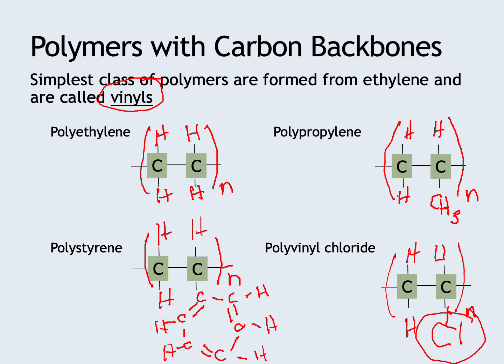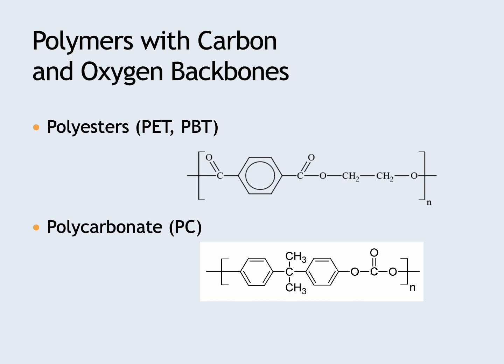So these polymers that have just carbon in the backbone are very strong. It's difficult to break those bonds. They don't biodegrade. If we want to recycle, we can grind them up, but they will never sort of self-pulverize. It would never dissolve into the environment. Okay. Another group of polymers are polyesters and polycarbonates. Those are polymers that have oxygen in the backbone.